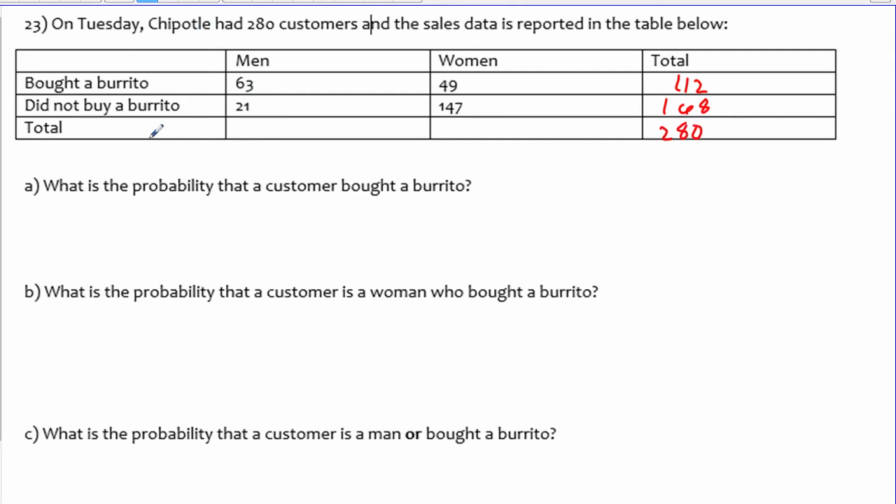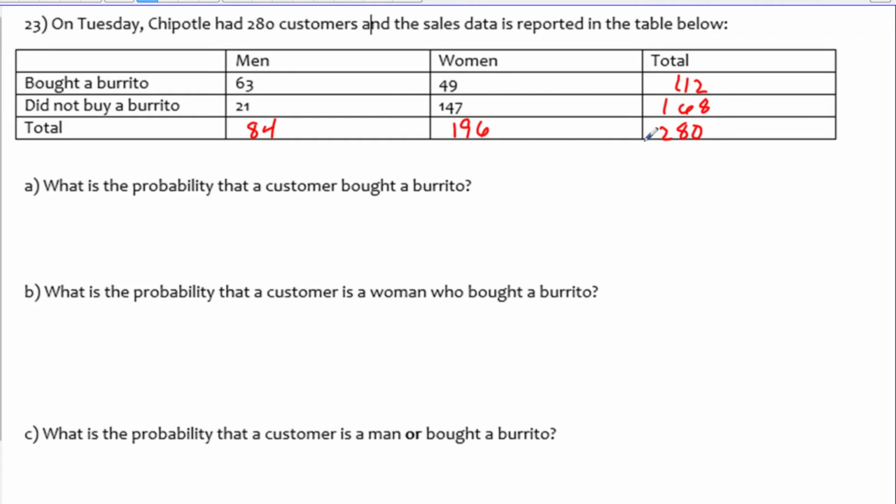And then I'm also going to complete the totals for men and for women. If I add down the men column, I get 84. And when I add down the women column, I get 196. Again, I'm going to check that when I add across this, I get 280, and I do, so I'm good. Now it says, what is the probability that a customer bought a burrito?